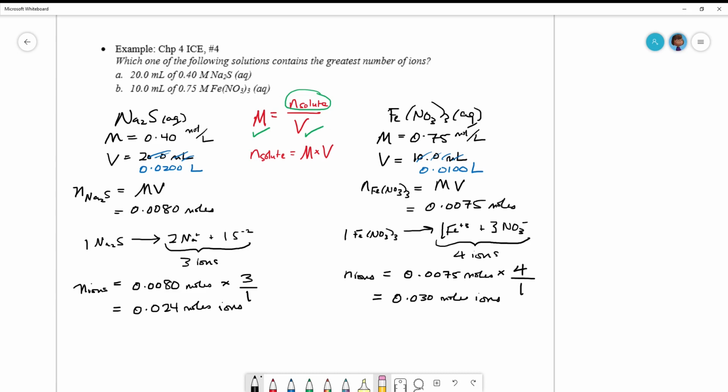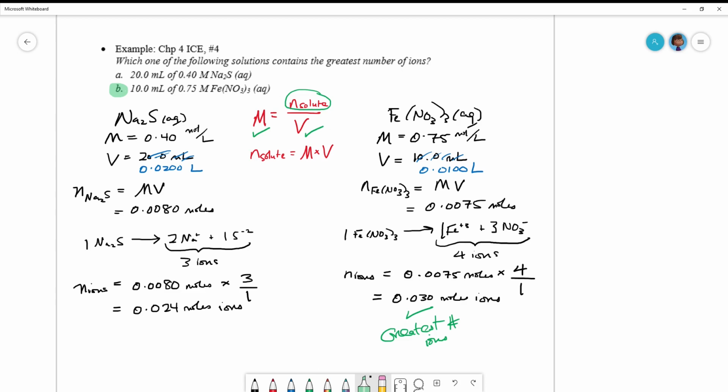Now the problem asked for which of the following solutions has the greatest number of ions. Well, that would be this one over here. Greatest number of ions. All right, because 0.030 moles of ions is clearly a bigger number than, for the sodium sulfide, which was only 0.024 moles of ions. And so as a multiple choice test question, your answer would have been B. This one has more ions floating around in that solution.